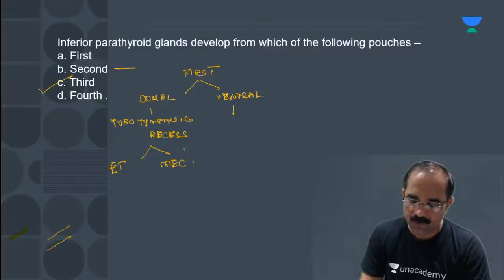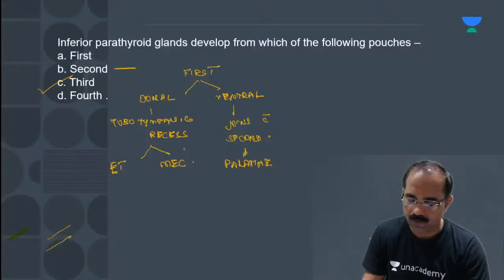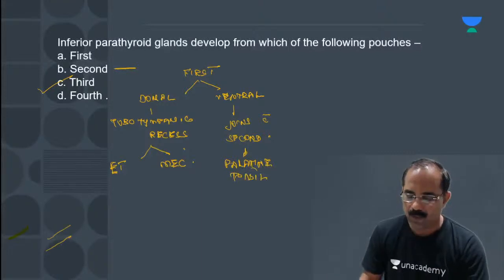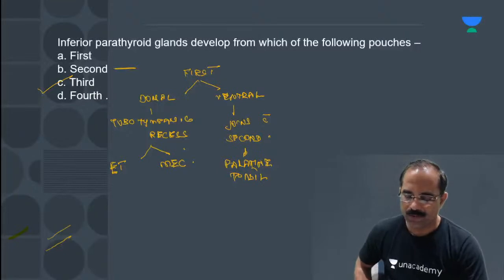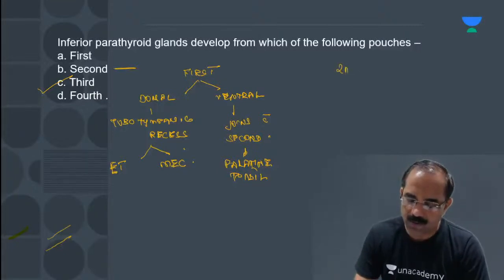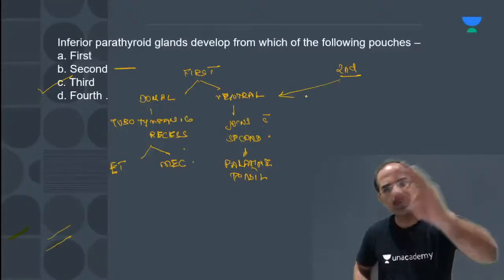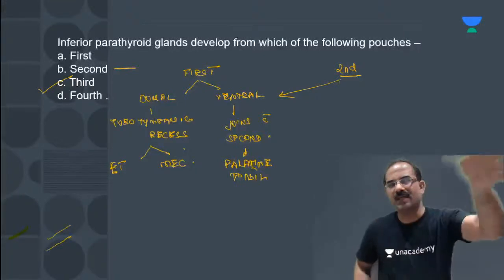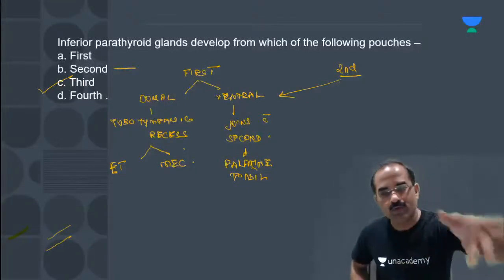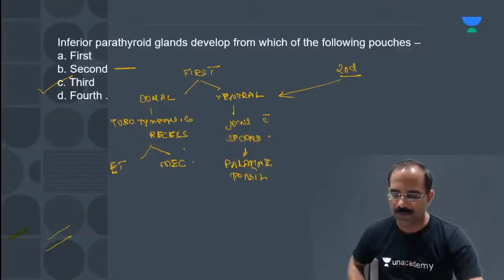The ventral joins with the second to form the palatine tonsil. What happens to the second endodermal pouch? The second joins with the ventral part of the first to form the palatine tonsil. Same way, second endodermal pouch joins with the ventral part of the first to form the palatine tonsil.